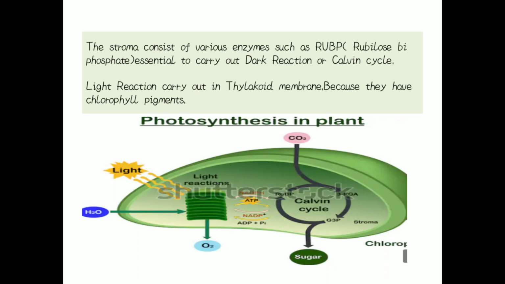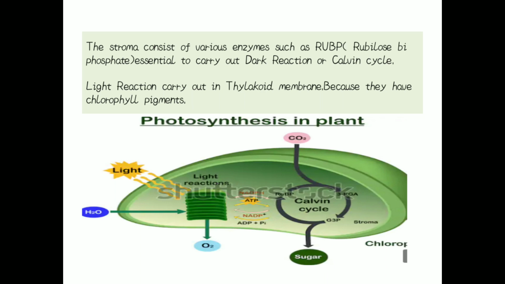The stroma consists of various enzymes like Rubisco and RuBP, ribulose bisphosphate, which are essential to carry out the dark reaction or Calvin cycle. The light reaction is carried out in the thylakoid membrane because they have the chlorophyll pigments, as we have discussed earlier.